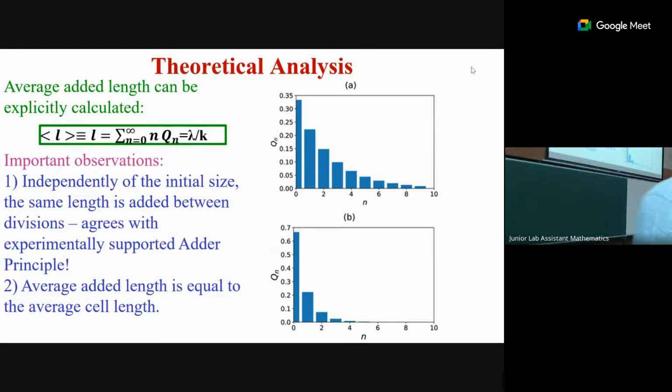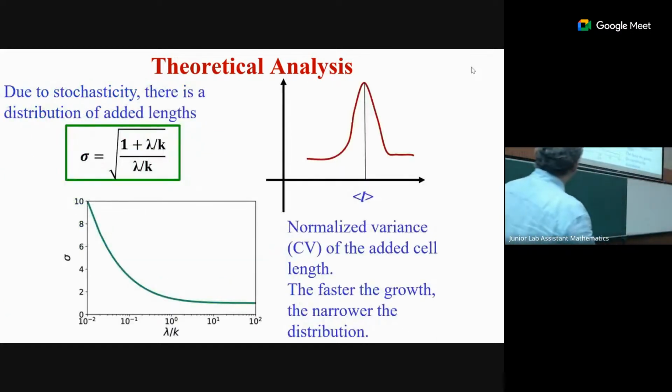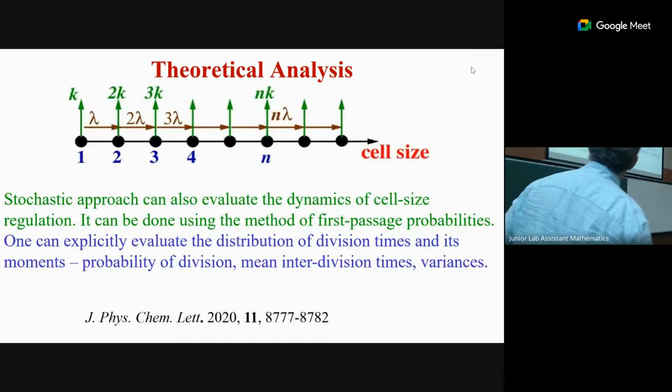Despite the fact that division can happen anytime, the most preferred division happens when you add the length lambda over k. You can calculate everything because the model is relatively simple. You can analytically calculate any possible moments, as I showed here. Essentially, you will have a distribution of added sizes between divisions. The average is usually the peak, and the larger the growth rate, the more narrow the distribution. Okay, so that was a spatial picture.